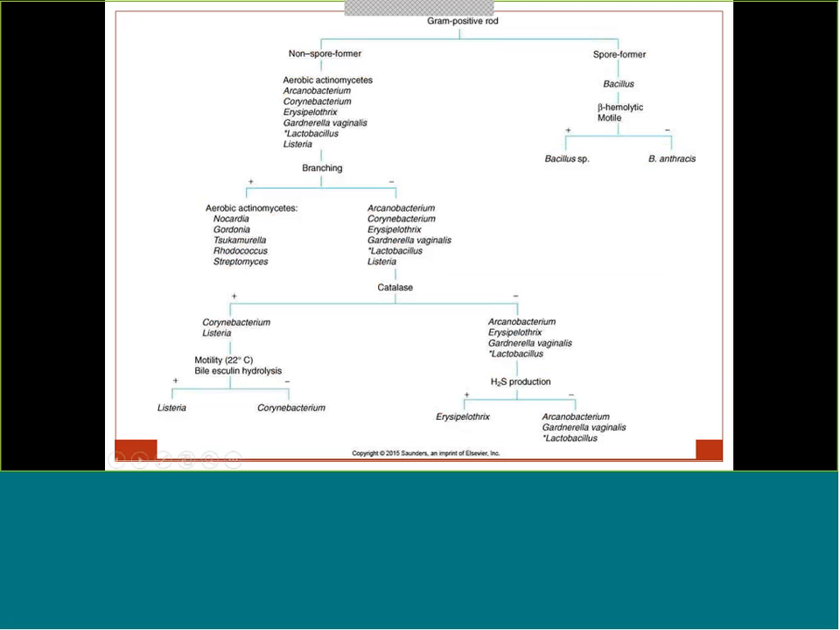And then it went over to the other side. We talked about all of these, except for maybe the Arcanobacterium one. It talked about if it branches versus not, catalase testing next, and then some other things that we've discussed. So you can see how they've used some of those test results to help start to separate which gram-positive rod it might be.